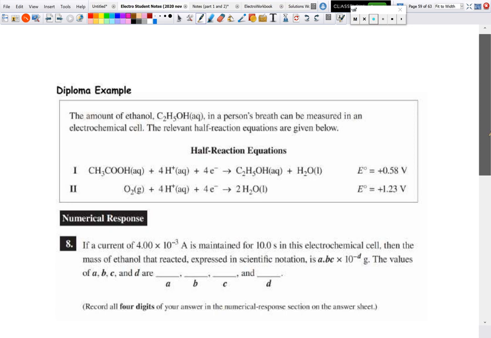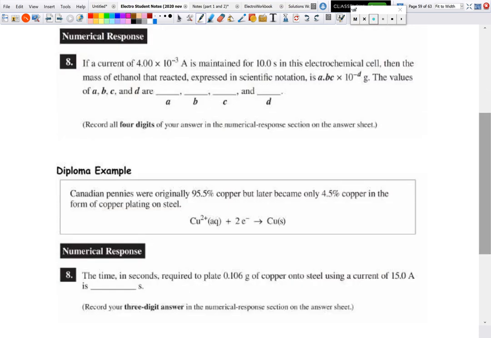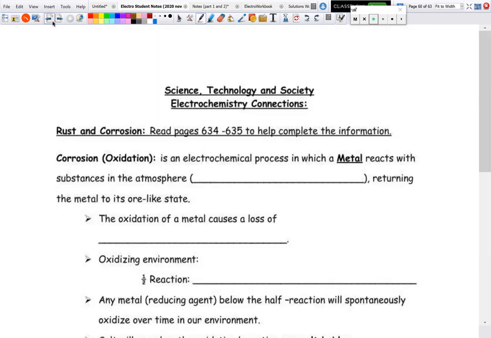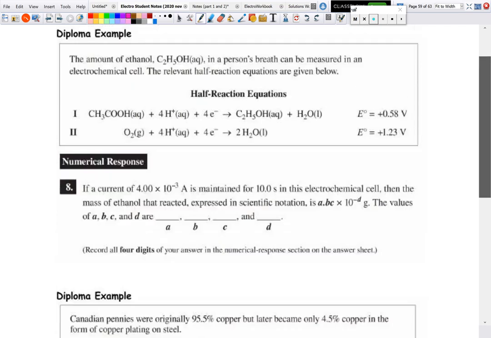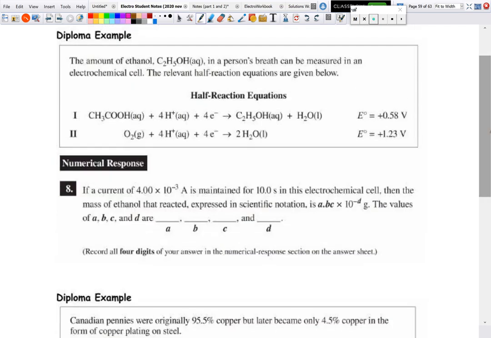Now from here, there are a few old diploma questions as well, where it just takes you through, once again, some of these here. So using electrolytic cells and using our equations right here. So for example, the amount of ethanol in a person's breath can be measured in electrochemical cells. So the relevant half reactions are given below. So we have half reaction 1 and 2.